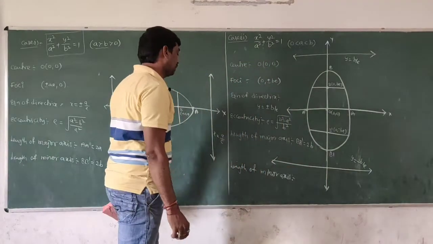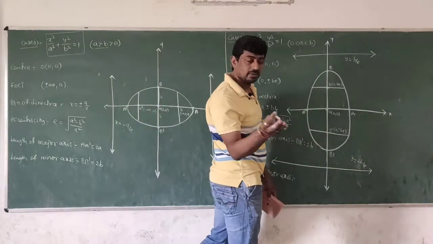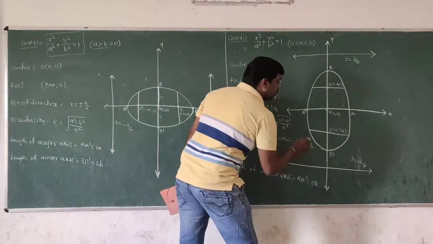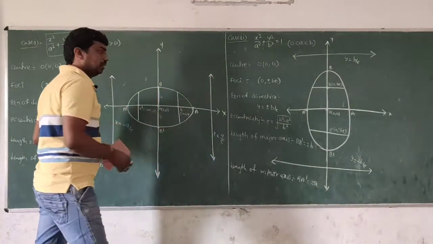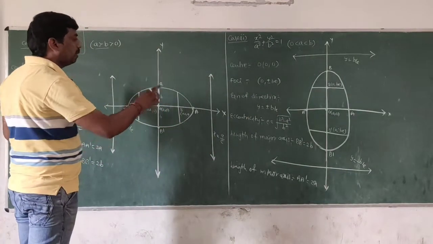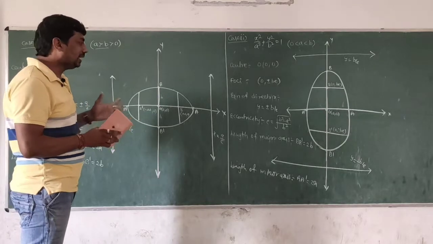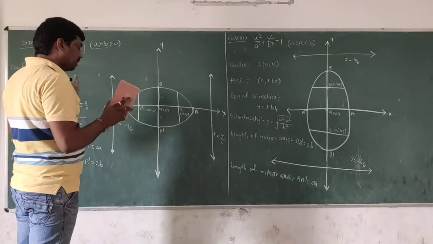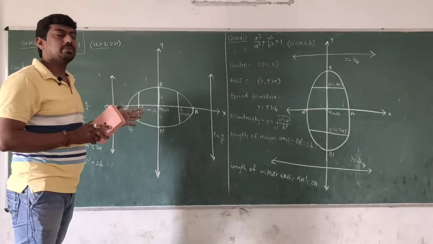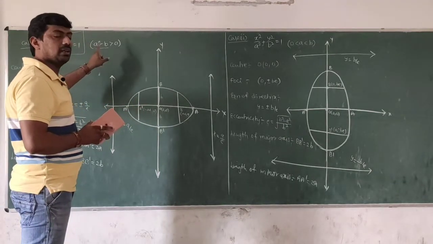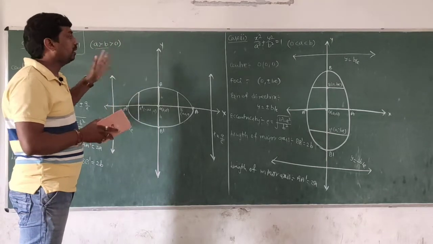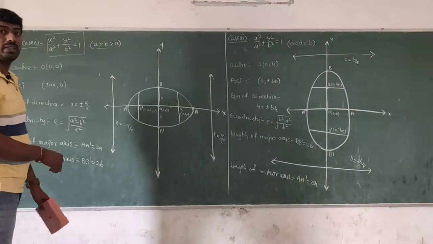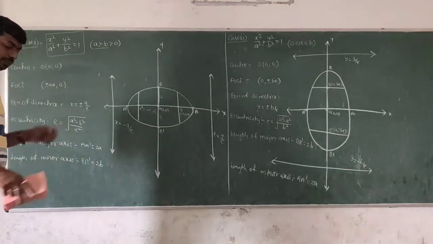Is it clear? Next, the length of the minor axis, a dash, equals 2a. Now understood? So clearly remember the difference, then only we can easily learn the formulas. Whenever an equation is given, first observe which value is greater, a or b. Depending on that, we split into case 1 or case 2. Is it clear?